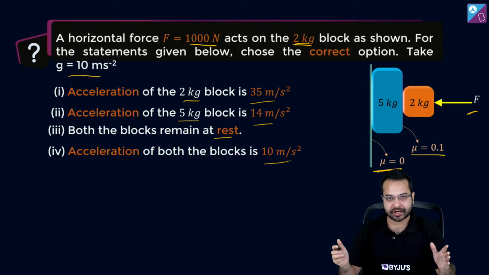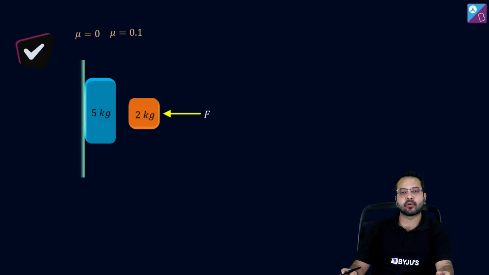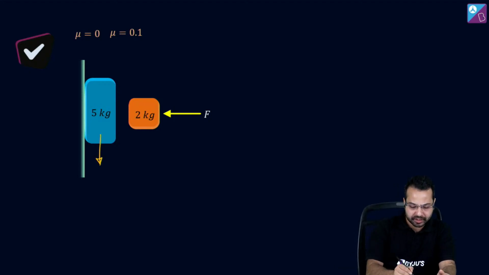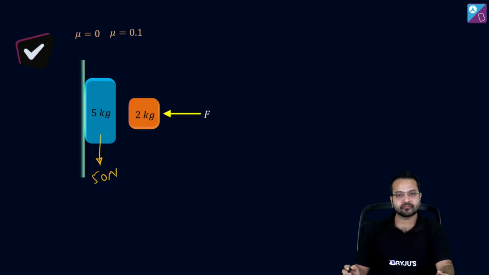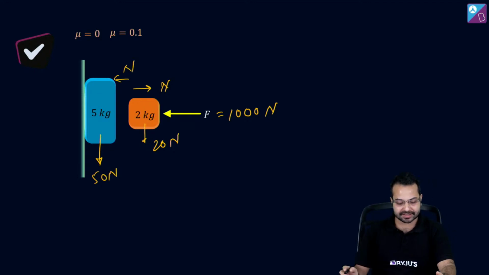All right, let's try to understand it. Okay, so obviously what we need is the free body diagram. When we look at the free body diagram, there is going to be 50 Newton acting over here. There's going to be 20 Newton acting over here. This is 1000 Newton. There's going to be a normal force on this block like this. There's going to be a normal force on the block like this.